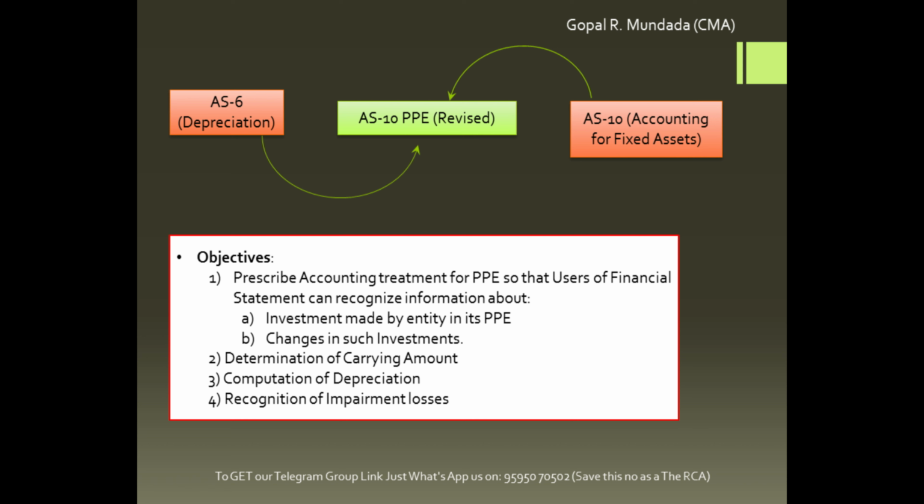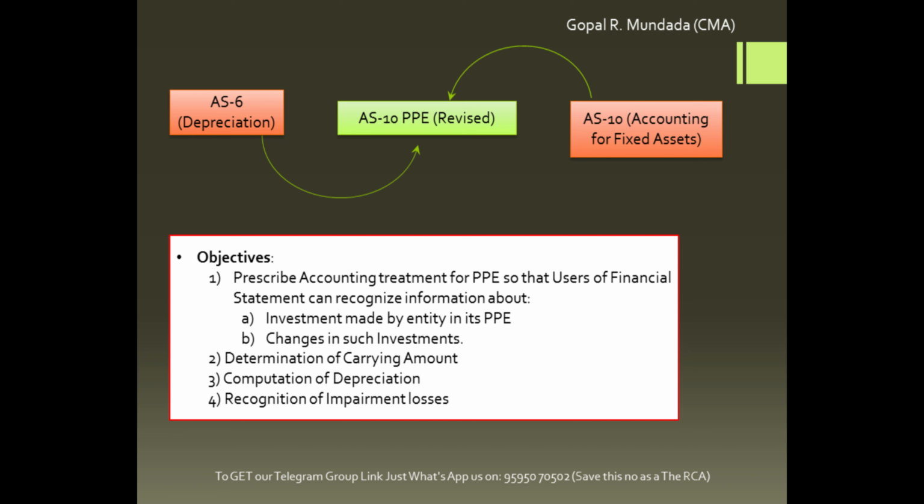So guys, we discuss the objectives of Accounting Standard 10. There are four objectives. First is to prescribe the accounting treatment for property, plant and equipment so that users of the financial statements can recognize the information about the investment made by the entity in PPE and changes in such investment. So the basic objective of this standard is to prescribe the accounting treatment for the investment made by the entity in its property, plant and equipment, and changes in such investment that occurred during the financial year.